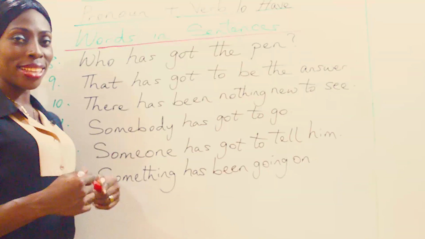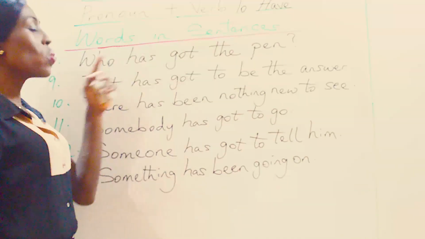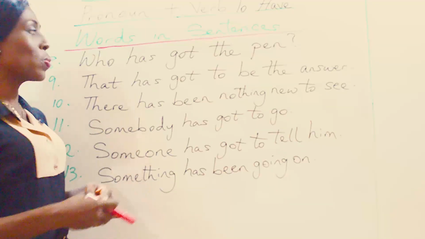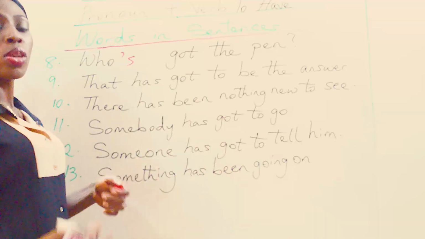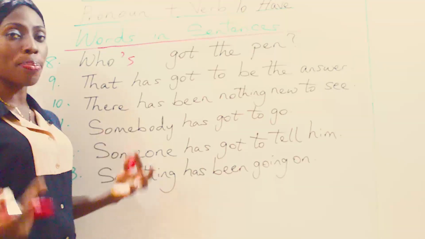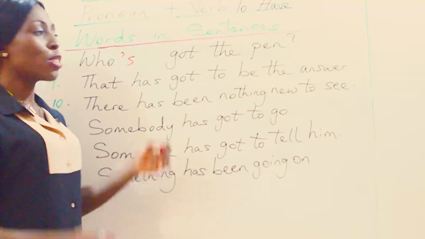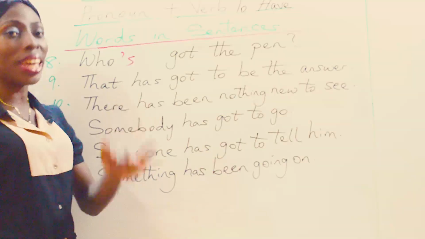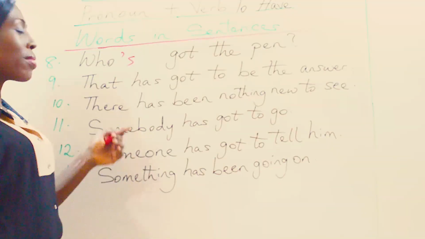Let's look at the next sentence. "Who has got the pen?" Who has becomes who's. So if you change who has to who's, the sentence becomes "Who's got the pen?" So you don't say "who is got the pen." You say who has. So from the sentence you'll be able to know that the main word is not who is, but who has. "Who's got the pen?"